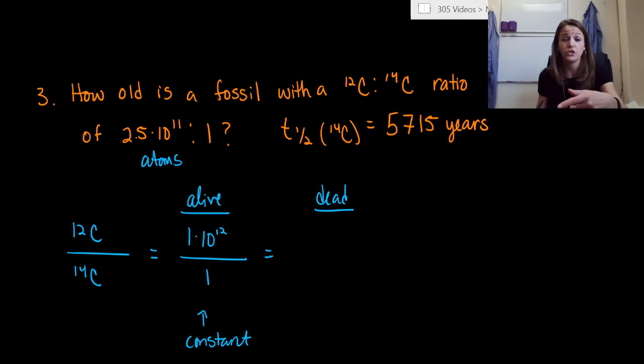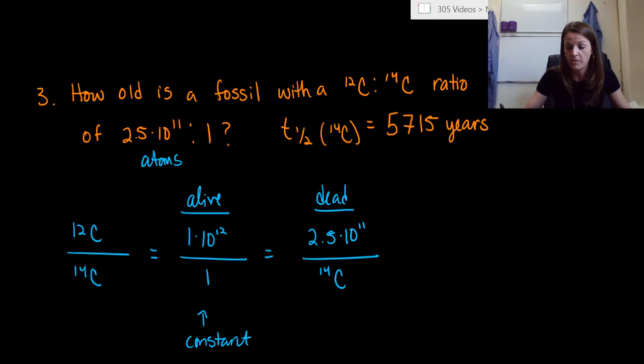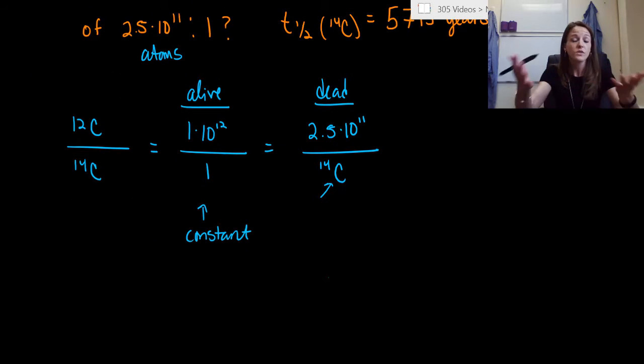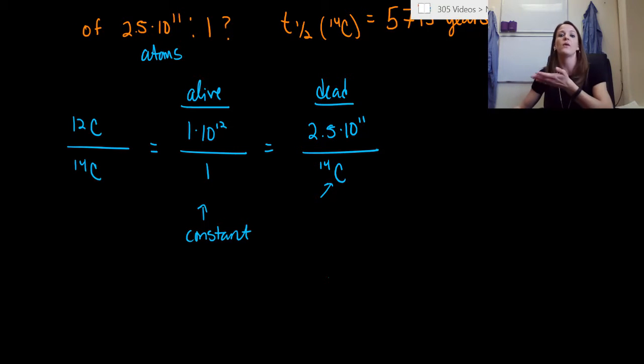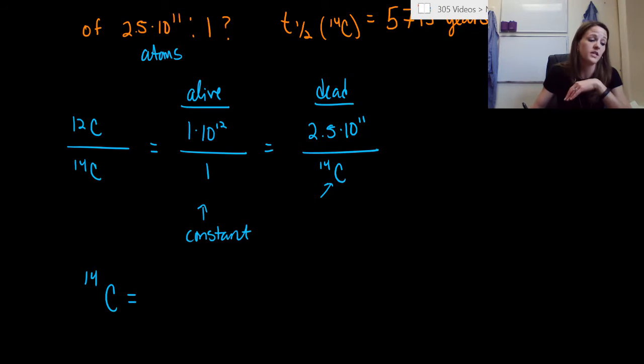Now, for our problem, we have to look at the specific dead sample. And so what we know for this sample is that we have 2.5 times 10 to the 11th per every carbon-14 atom, basically. So what we need to do is figure out what this new ratio, or new concentration, is, relative to what happens when something's alive. So basically, you just solve this problem here. You have 2.5 times 10 to the 11th, divided by 1 times 10 to the 12th, and you're left over with carbon-14. So your carbon-14 value here is 0.25.